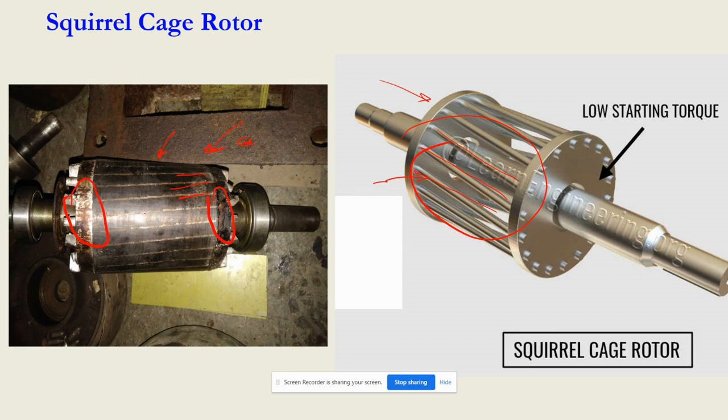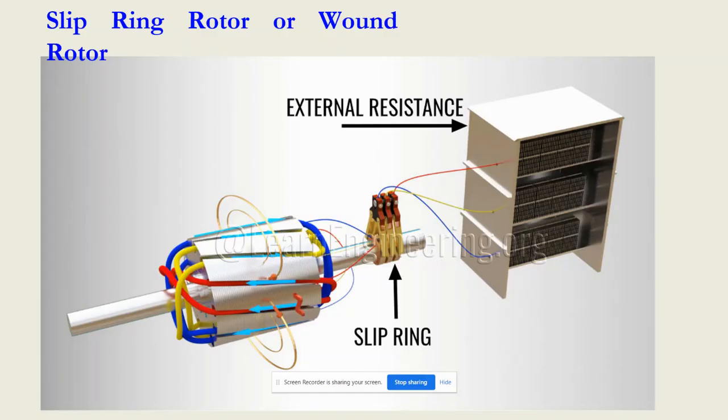Most three-phase induction motors use squirrel cage rotor as it has remarkably simple and robust construction. But it has some disadvantages, that is low starting torque. And another point is you cannot connect external resistance to these rotor conductors, as you can in the slip ring induction motor.